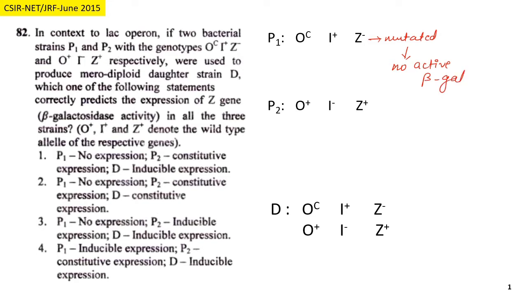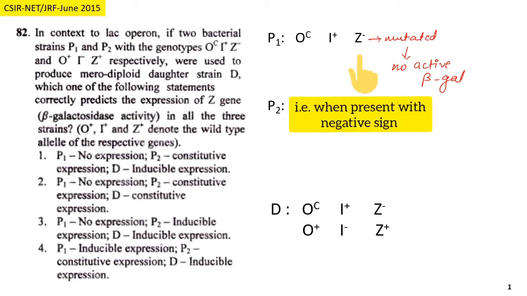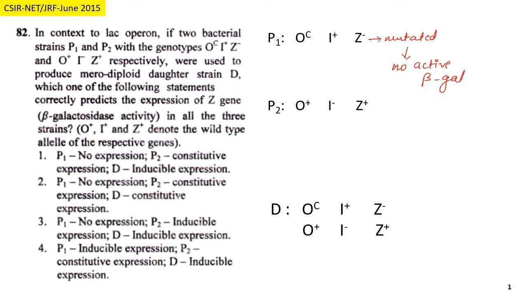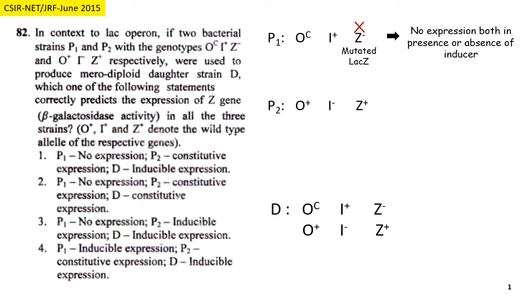So in case of the lac operon, if the question asks about expression or product formation of a particular gene and the gene is itself mutated, you don't need to look at other components of the lac operon, that is what kind of operator, promoter, or repressor gene is there. You do not need to look at other conditions, because in any condition that mutated gene is not going to produce an active product. So whether the media has inducer or not, this beta galactosidase gene will not show active enzyme production. So we conclude this is a mutated lacZ, so no expression both in the presence or absence of inducer.